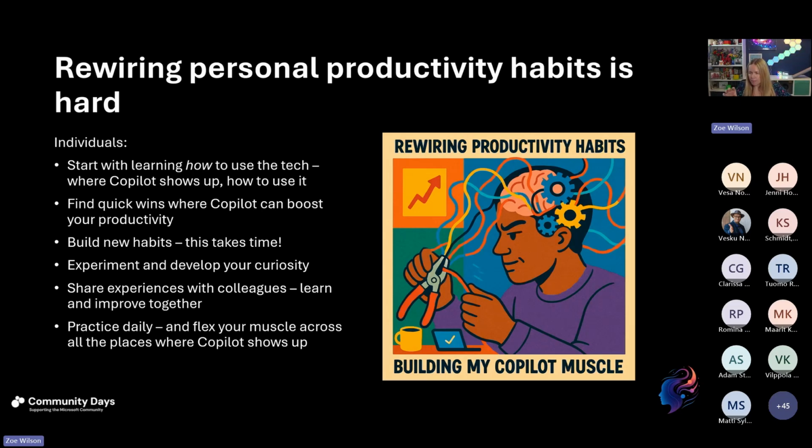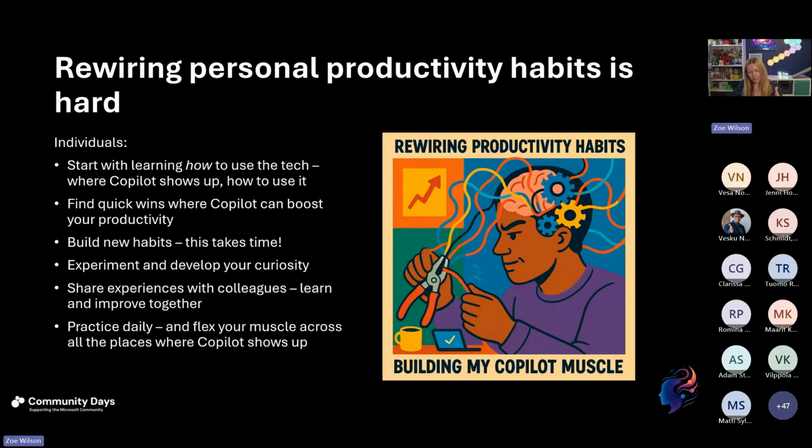And that point about building new habits is super important because it takes time to do that. And as part of this, mindset is incredibly important as well, because building new habits takes time. In the same way that you can't train for a marathon by watching someone else run, you can't train for a marathon in a day or a week. Building these habits takes time.